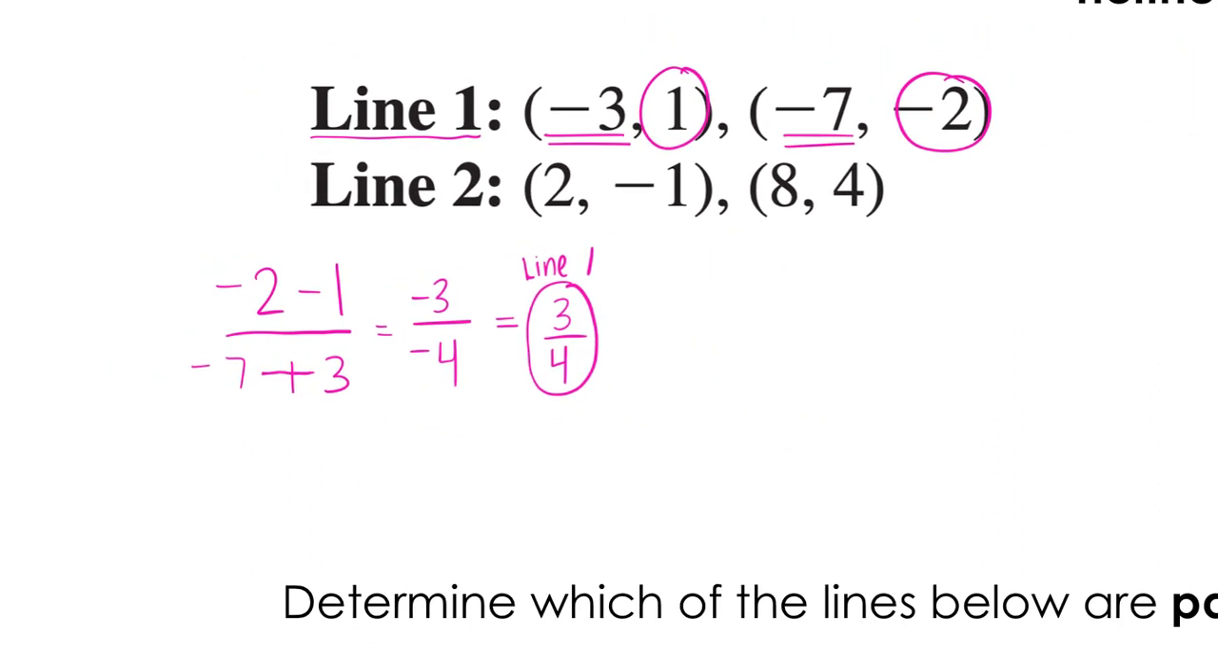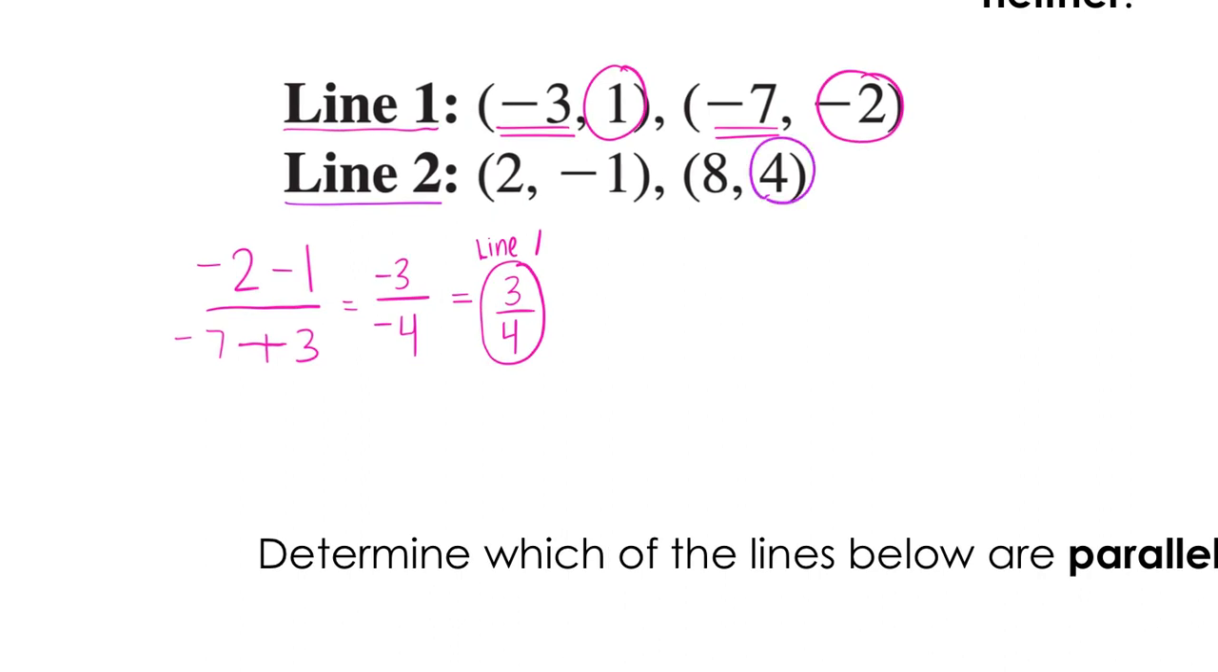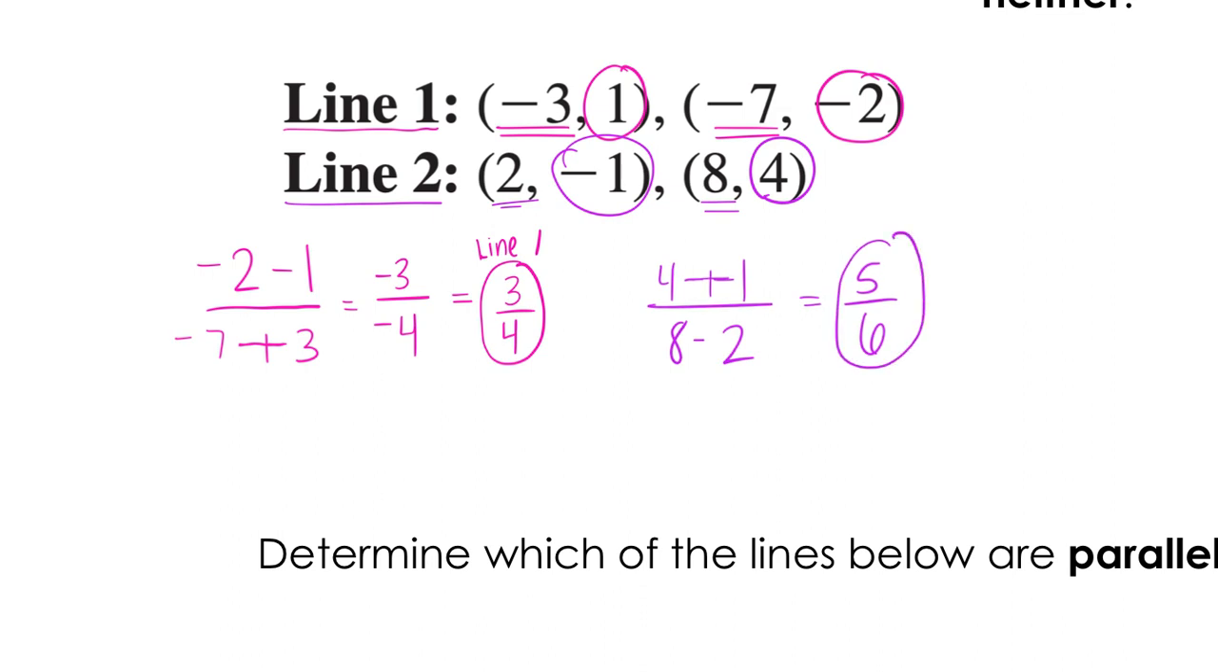Okay, now we're going to do line 2. So for line 2, we have 4 minus negative 1 over 8 minus 2. So once again, it turns into a plus on the top. So the 4 plus 1 is 5, 8 minus 2 is 6. And if you look at these two slopes, these are not related in any way. So they're not the same. They're also not opposite reciprocals. So we would go ahead and say that these are neither one. They're not parallel. They're not perpendicular either.